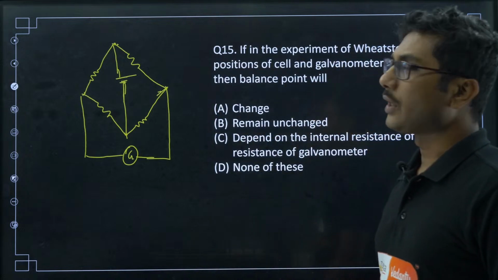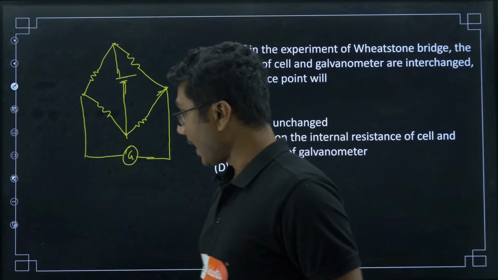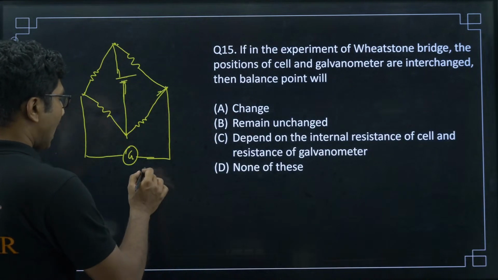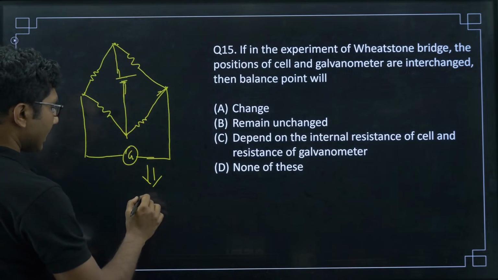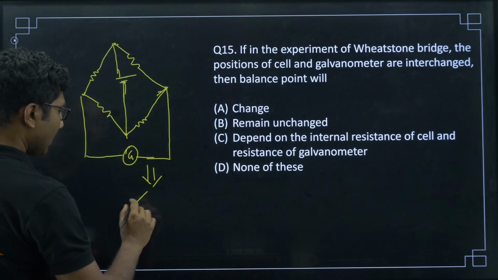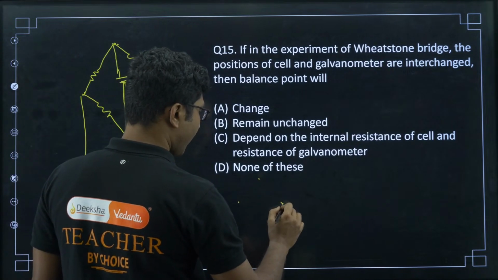Now what will happen to this condition for balance? I am helping you to redraw this circuit. You can redraw this circuit by saying that okay, I already know what the points are.